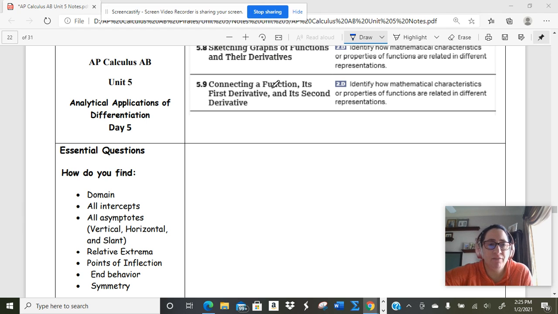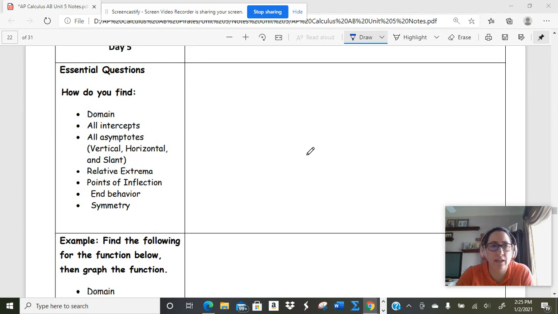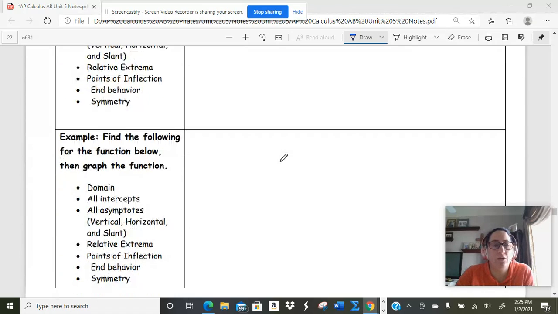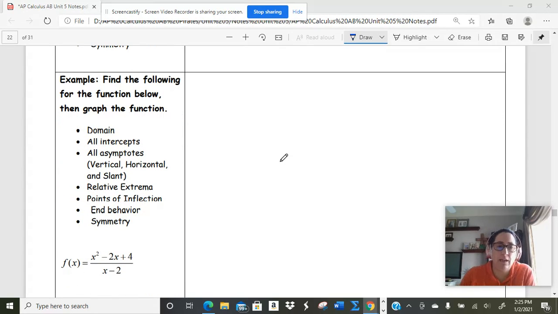Okay, we are on day 5 of Unit 5, and I love this one. We're going to connect all the graphs and get it all together and have a lot of fun here. When we are trying to make the graph through all of calculus, as well as precalculus, algebra 1 and algebra 2, it's all going to come together. So we usually want to find all of these fun things.